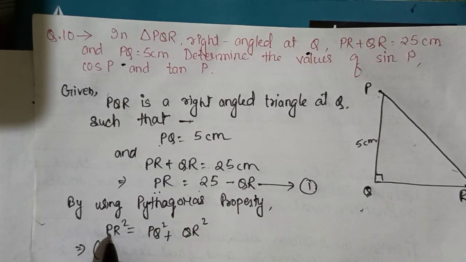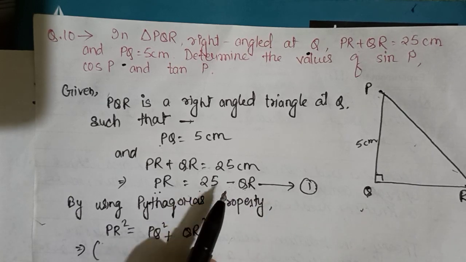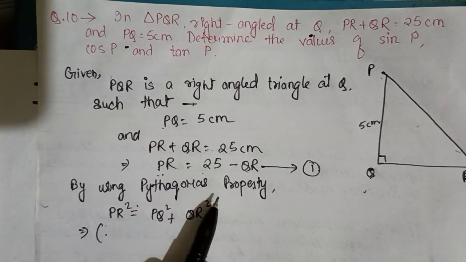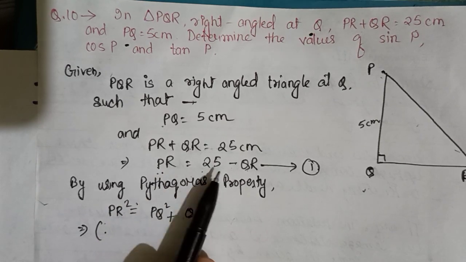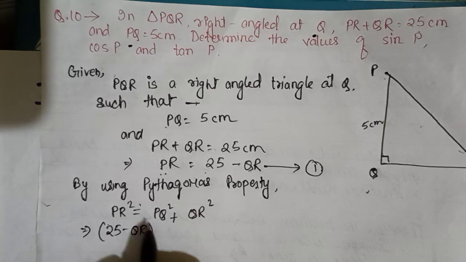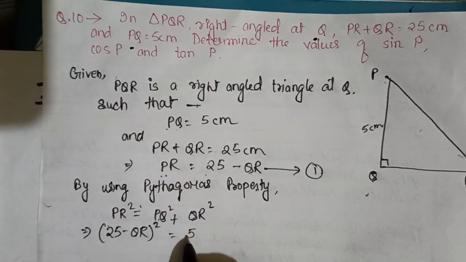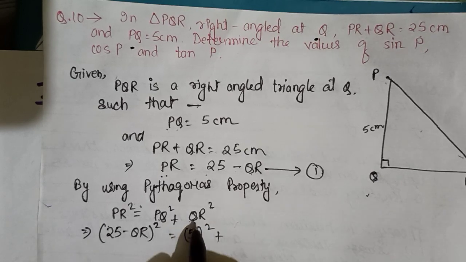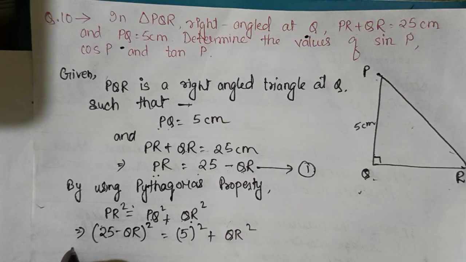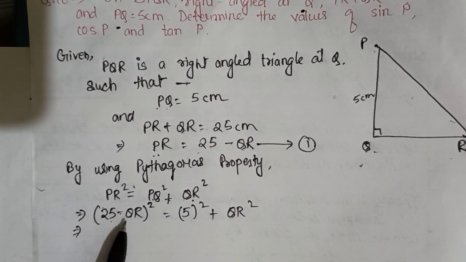In place of PR, we will use this value from equation 1, because we do not have the actual value of PR. So for some time we will use 25 minus QR for PR. It will be (25 minus QR) whole square equals PQ, which is given as 5, so 5 square plus QR, which is not given, so we'll just write it as QR square. Now we have to use the identity for A minus B whole square.